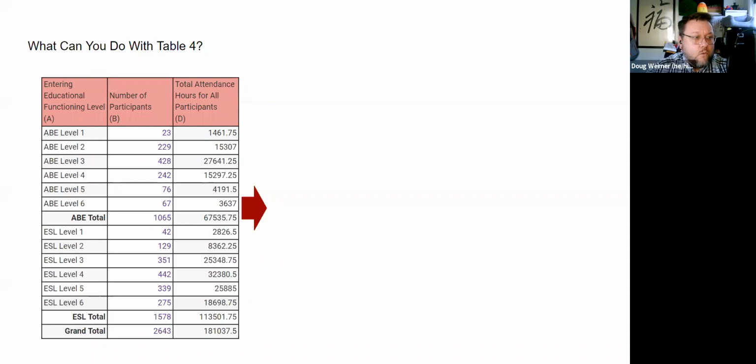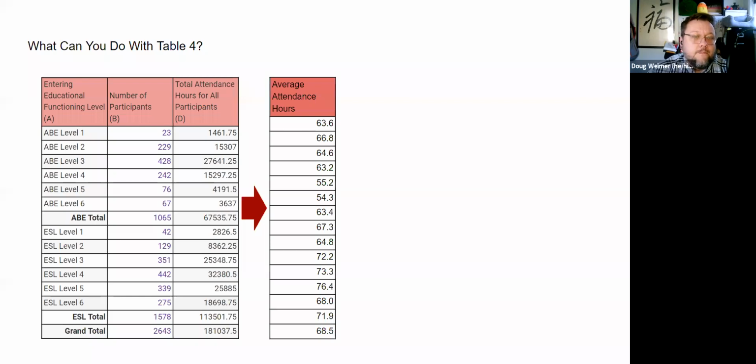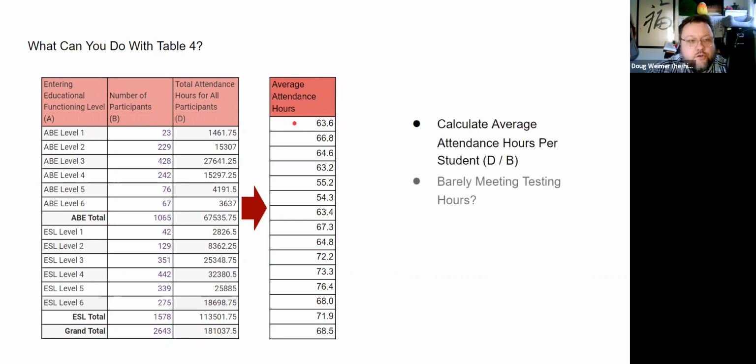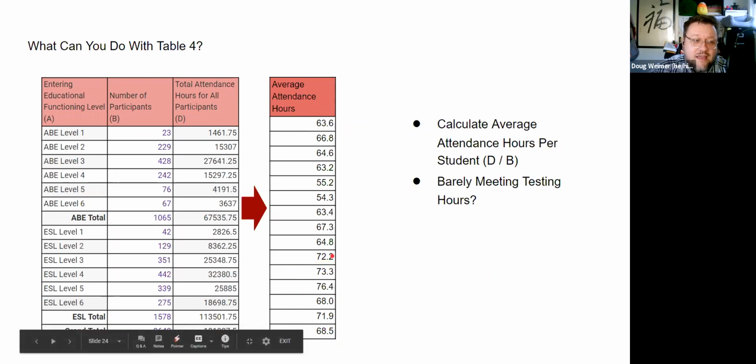What else can you do with Table 4? Well, if we look at the number of participants and the total attendance hours, do a little math, throw it in Excel, let Excel do the hard work. You can calculate the average attendance hours. From the average attendance hours, you could ask yourself, what's my minimum hours for testing? Is it 40? Is it 60? Is it 70? Are my students just getting enough hours on average to test, or are they exceeding it on average? And does that have any kind of match to their outcomes?